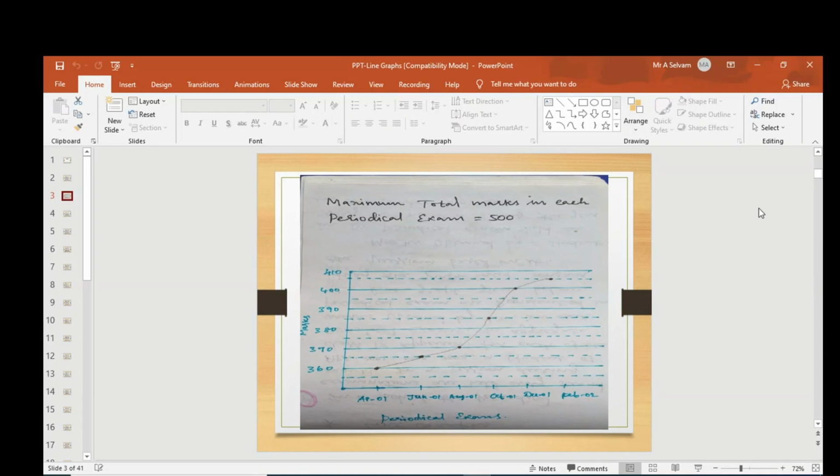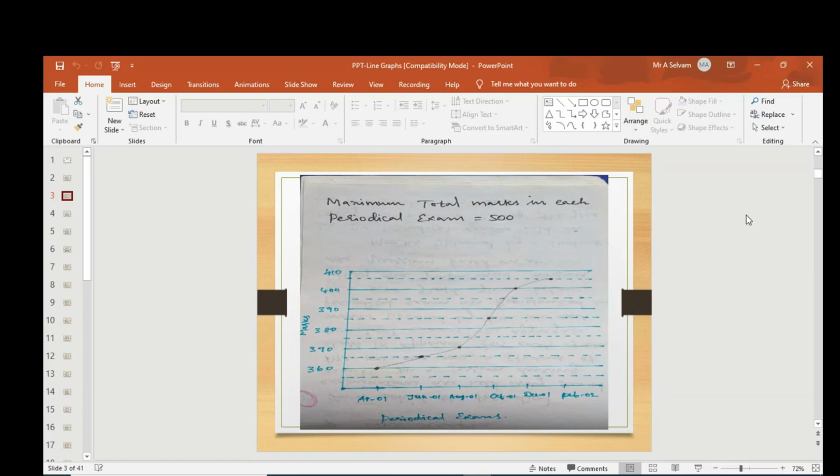Okay, fine. So look at the graph. On the x-axis, they are taking periodical exams, April 2001 to February 2002. On the y-axis, they have taken marks, up to 500. Look at the top: maximum total marks in each periodical exam, maximum marks is 500. The line graph stays between 360 to 405 only, that's what they have taken.